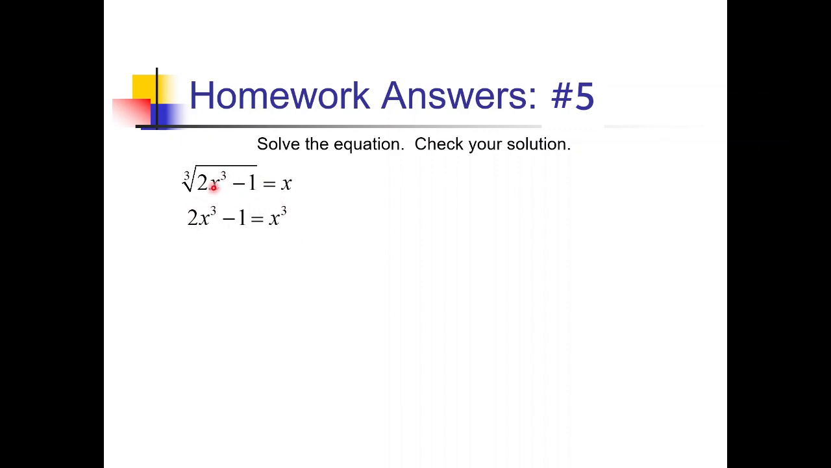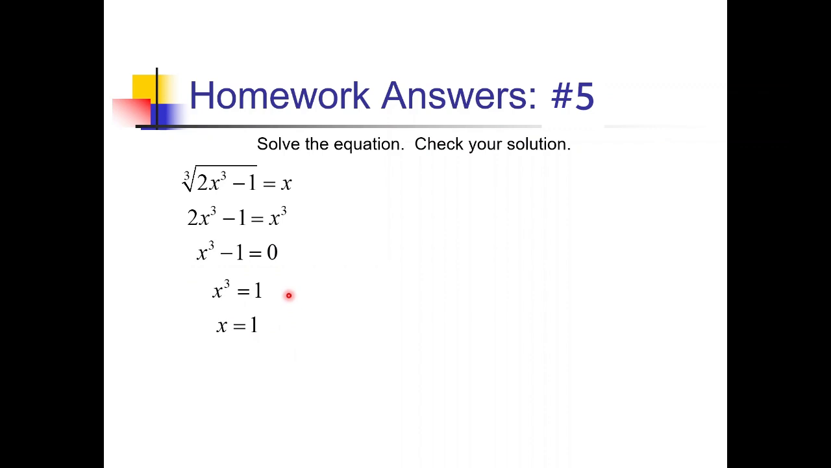So if I subtract x cubed from both sides, I have 1x cubed on the left. And then if I add 1 over to the right side, well, we've got 1. And then I just have to take the cube root of both sides. The cube root of 1 is just 1.